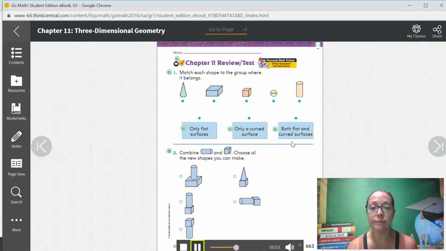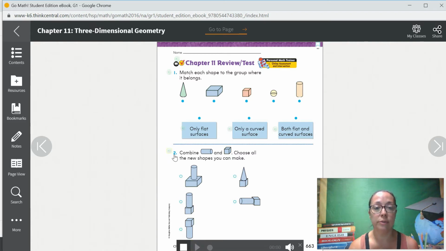Both flat and curved surfaces. So, ¿qué formas tienen los dos? Tienen superficies planos y tienen superficies curvados. So, you're going to see, and if there's more than one, which there is, you're going to draw more than one line to this blue dot. So, como hay más de una, vas a poner más de una línea a esta bolita azul, como hicimos para la primera. Just like we did for the first one, there's going to be more than one answer. Okay. I hope that's clear. Let's continue. Vamos a continuar.